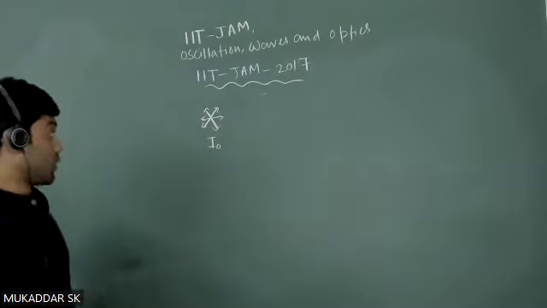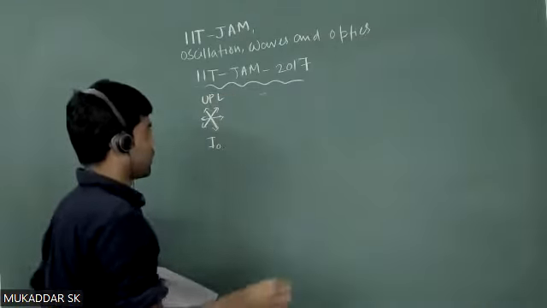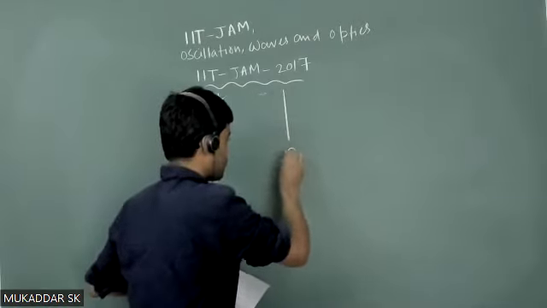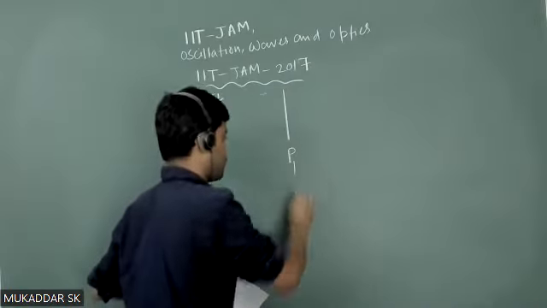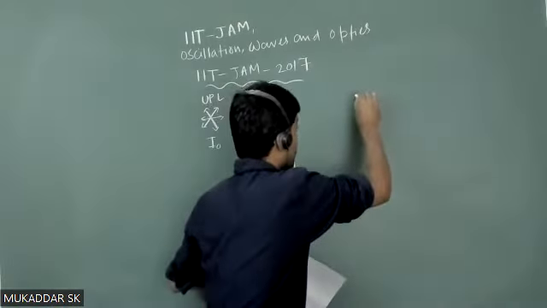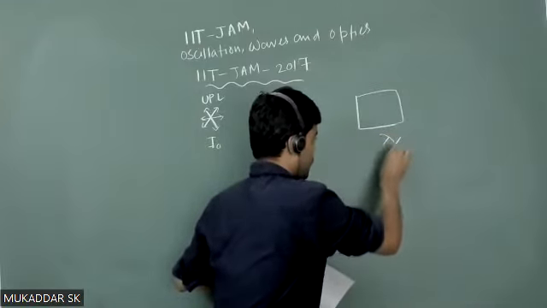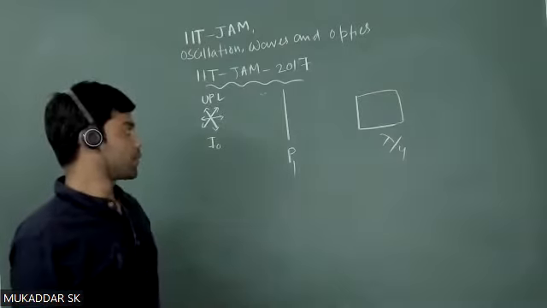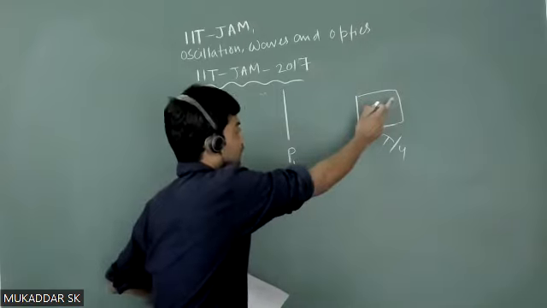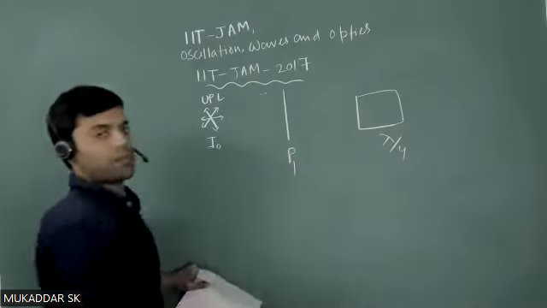This unpolarized light is incident at polarizer P1. After passing through this, you have a quarter wave plate also. Quarter wave plate means lambda by 4 plate. Also they have given that the optic axis of the quarter wave plate is at an angle of 45 degrees with respect to the polarization axis of P1.